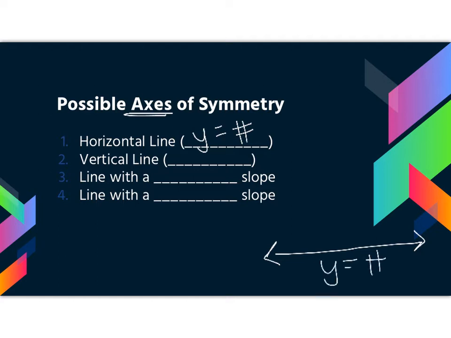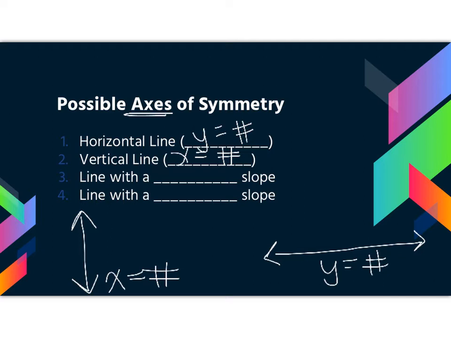You could also have a vertical line, and that's when x is equal to a number. And that just means x is constantly the same number, right? So if x is always the same, then y is changing, and that's why you have a vertical line. Really make sure you study that because students often get confused between horizontal line and vertical line.